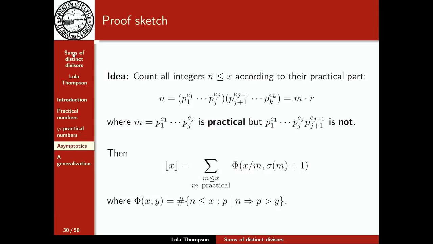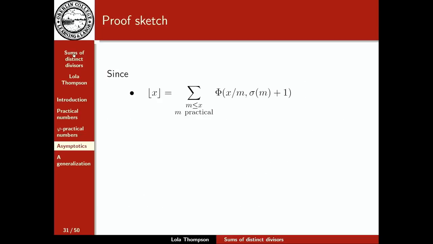OK, so exactly using the fact that we're partitioning them according to their practical part means that we can write the integers up to x in terms of this function phi of x over m sigma of m plus 1, where phi of x y is just the number of n up to x that are y-smooth. So we're just exactly translating this into a statement here. And so I'm copying that again.